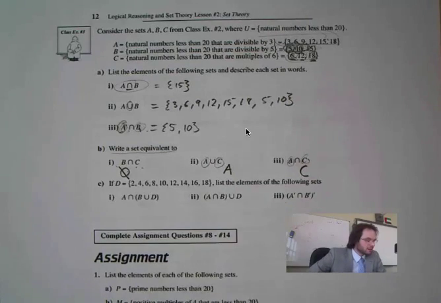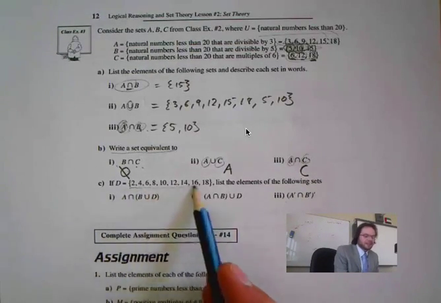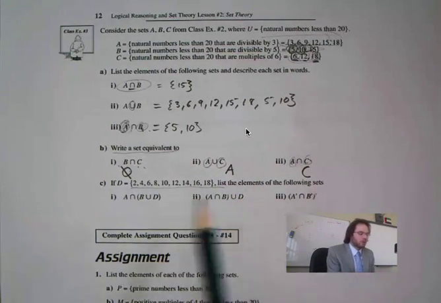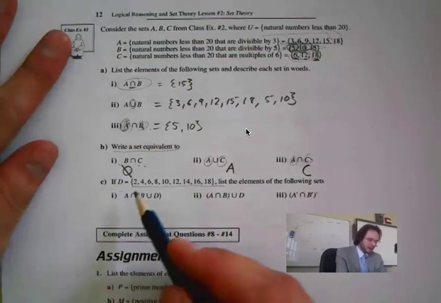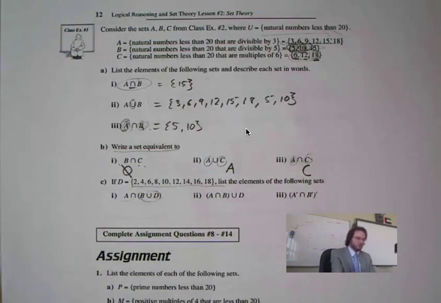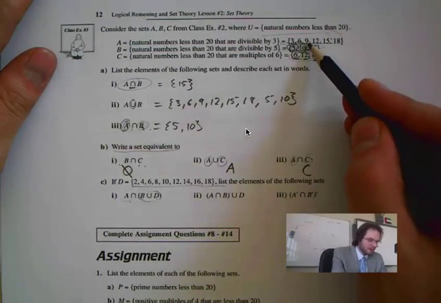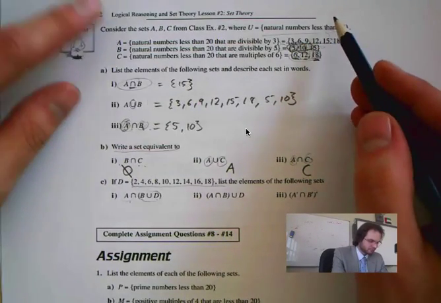Next one. Let's take a look here. It says if set D has those elements, list the elements of the following sets. So first we have A and is in the union of B or D. So it could be in B or D, but must also be in A. So here's my A, and we want everything in B or D that is also in A.